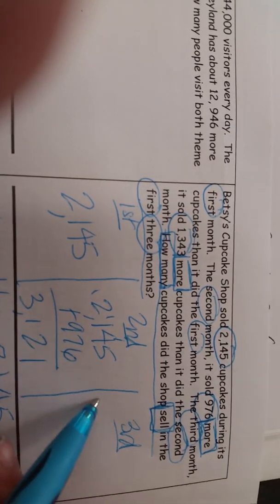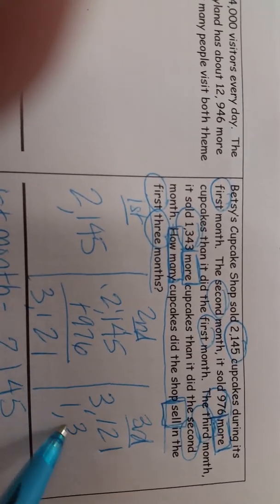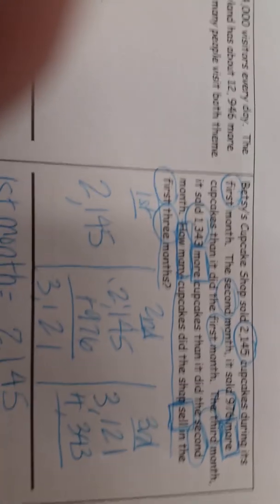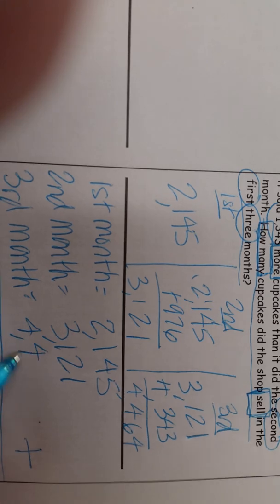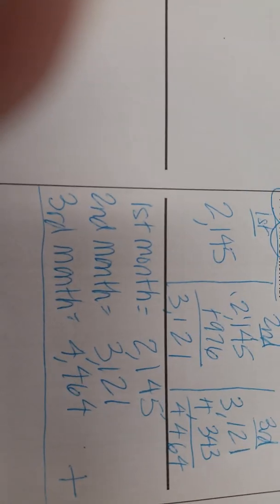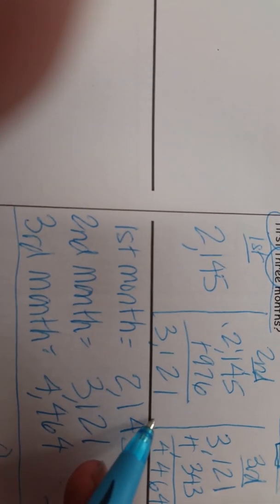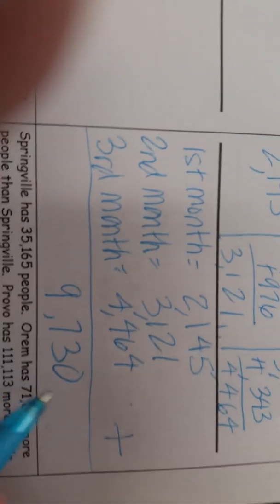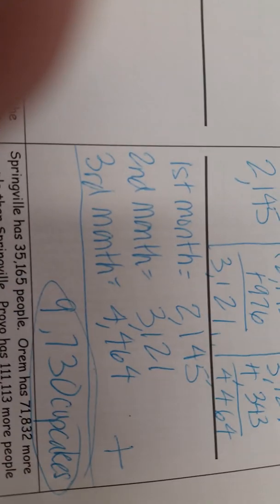So now I'm going to have to take my second month number and add to it. And then I'm going to write it down here at the bottom. Now I can solve my final problem. And then I'm going to add my word answer, word problem, word answer.